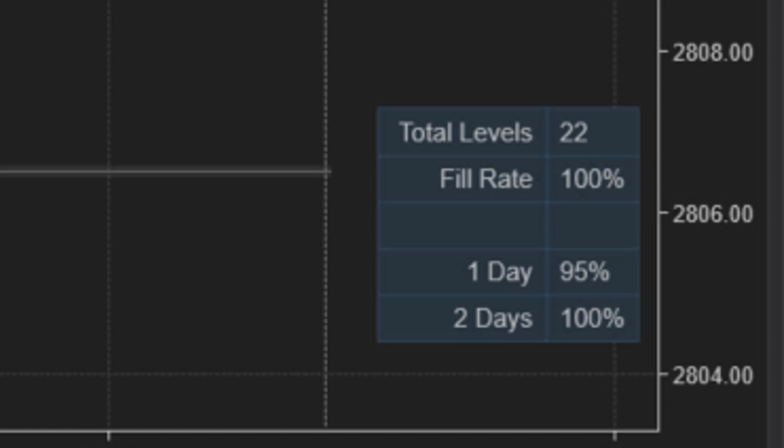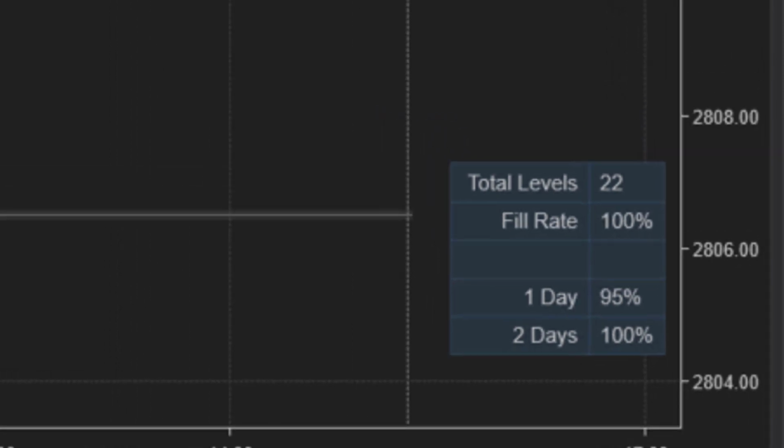So if you look down here to the right, there were 22 trading sessions in the month of July, and what this shows you is its fill rate. What that means is that when One Price populates, it basically says this price level has the highest probability of the market coming back to and then testing.